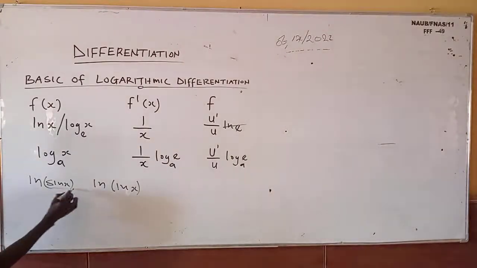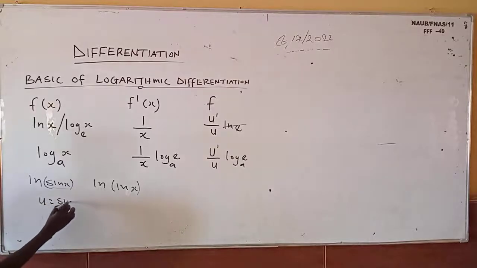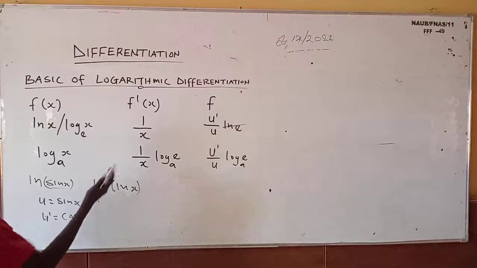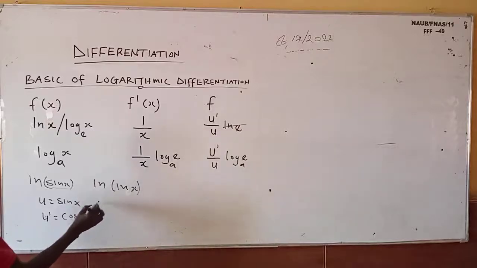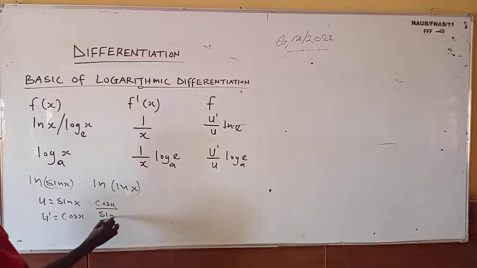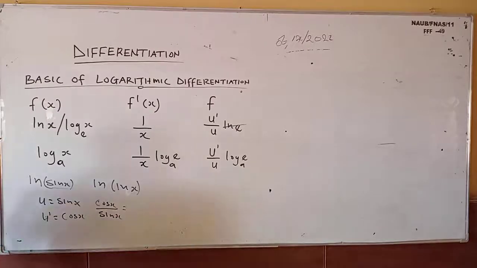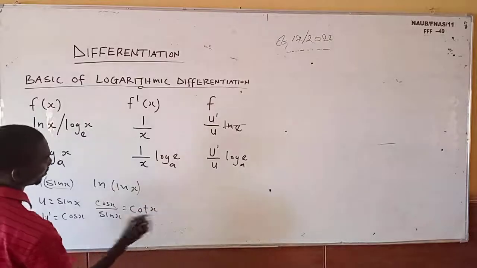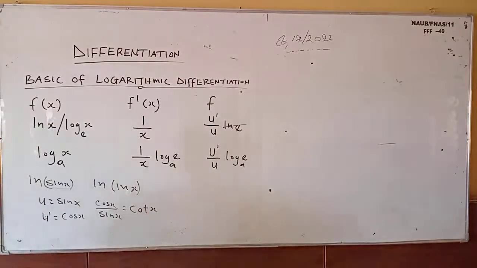You say your u will be equal to what? U is equal to sine s. Then what will be your u prime? If you differentiate sine s, you are going to have cos s. And don't forget, from our formula, our answer is nothing but u prime over u. U prime is cos s, all over sine s. Cos s over sine s is nothing but cot s. Do you get that? So that is our answer. So this is how you differentiate this.